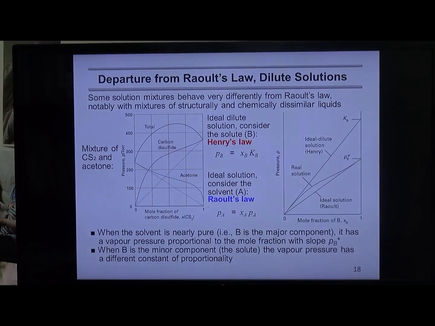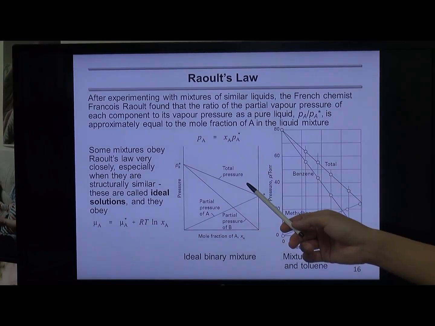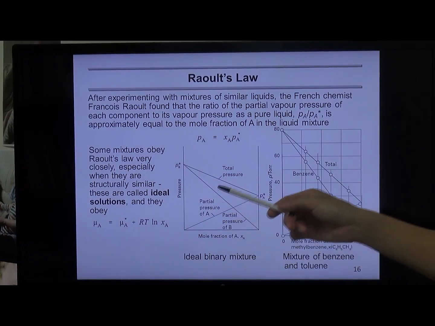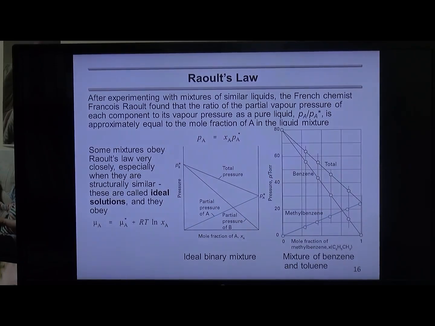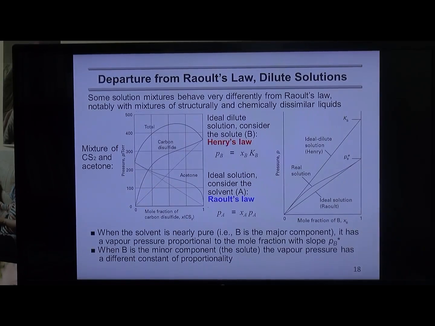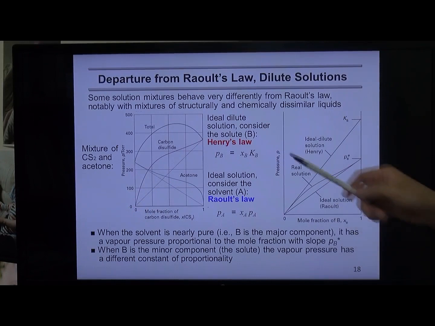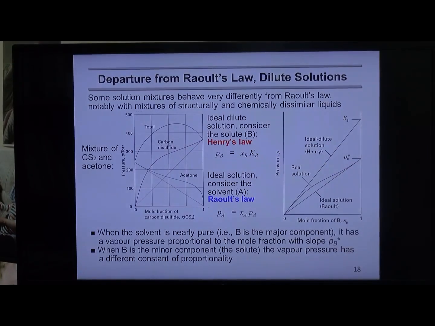So let's go back. Let's say for two similar liquids, both of them, A and B, follow this equation, Raoult's law, and they are called an ideal solution. For a real solution, the solute at low concentration follows this relation, which is called Henry's law.